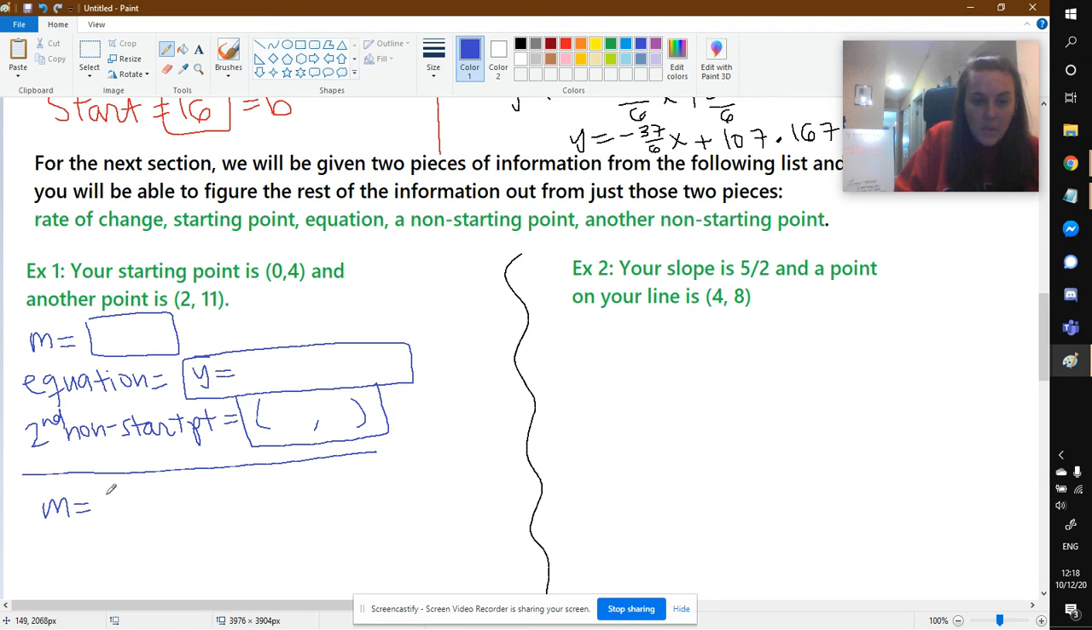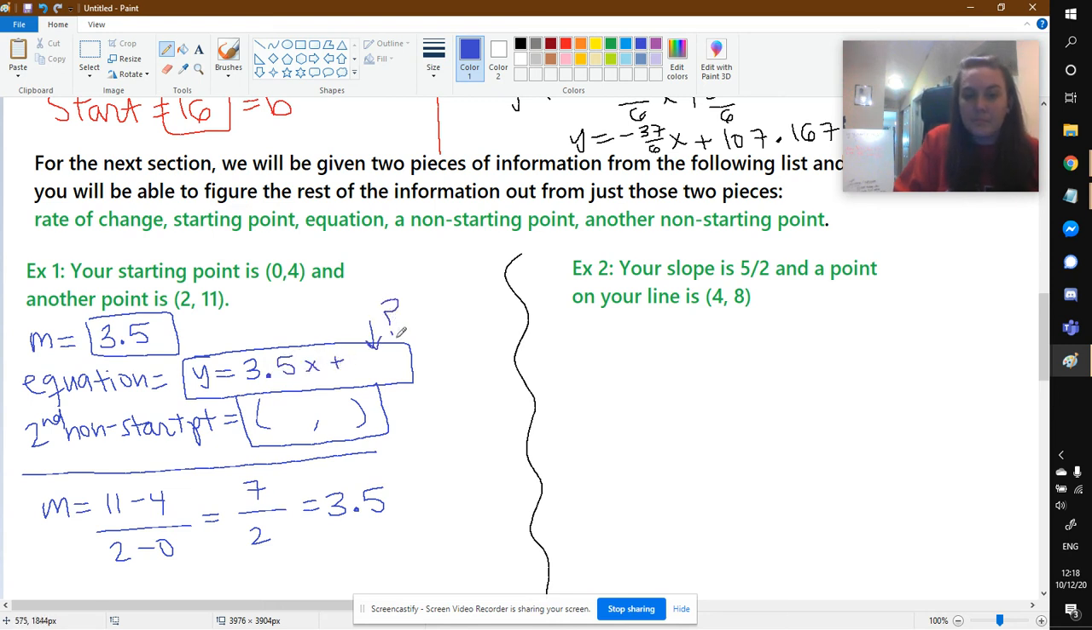I'm going to say my second y minus my first y divided by my second x minus my first x is how I get the slope. The bottom is easy to do. 2 minus 0 is 2. The top is 7. That seems right, which means our slope is 3.5. I'm going to go put in 3.5 for our slope. For our equation, I know it's going to be 3.5x plus something. Our something is 4.